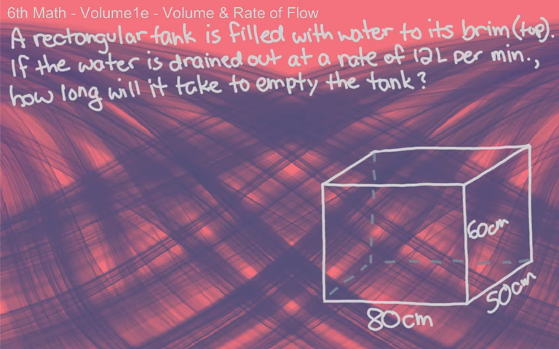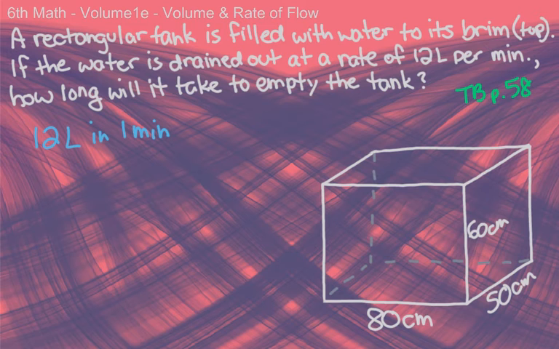All right, so here's an official example. This is in your textbook page 58. A rectangular tank is filled with water, and here it is with the dimensions, to its brim. And that's basically the top of the rectangular tank. And if the water is drained out at a rate of 12 liters per minute, I'll write that right away. Some books use that cursive little l. I'm using the big L here. So 12 liters in 1 minute. How long will it take to empty the tank?